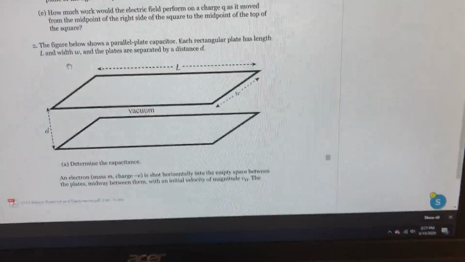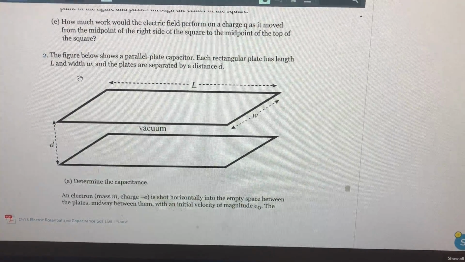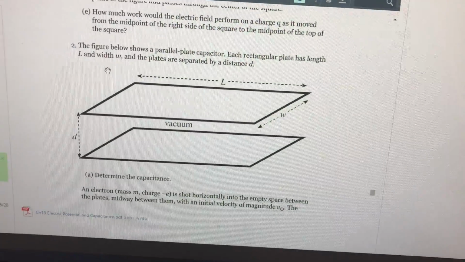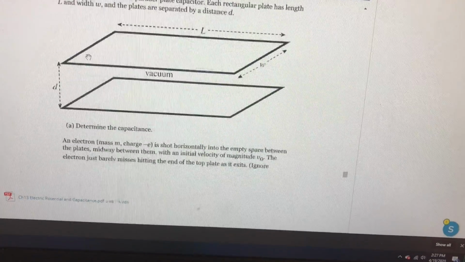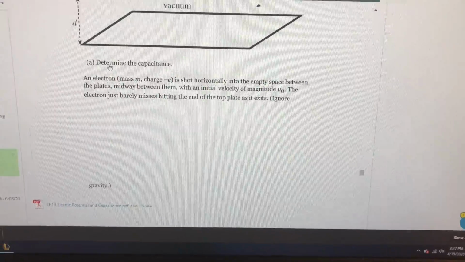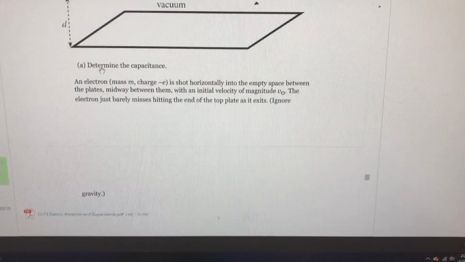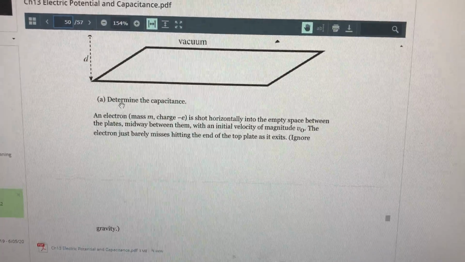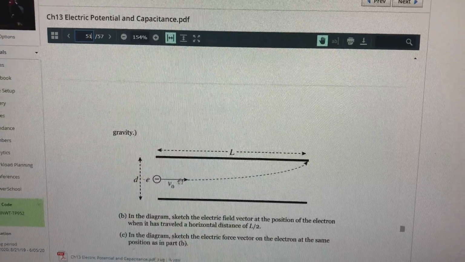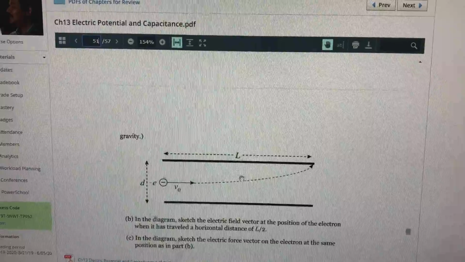So the figure below shows a parallel plate capacitor. Each rectangular plate has length L, width W, separated by a distance D. We're going to have a few questions. Determine the capacitance. And then an electron, mass m, charge negative e, is shot horizontally into the space between them with an initial velocity of v0. It just barely misses the top end of the top plate as it exits. This picture here, it's shot with v0, goes up, barely misses the top of the top plate right there.